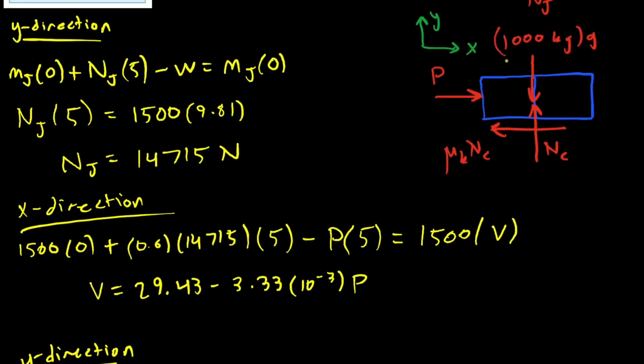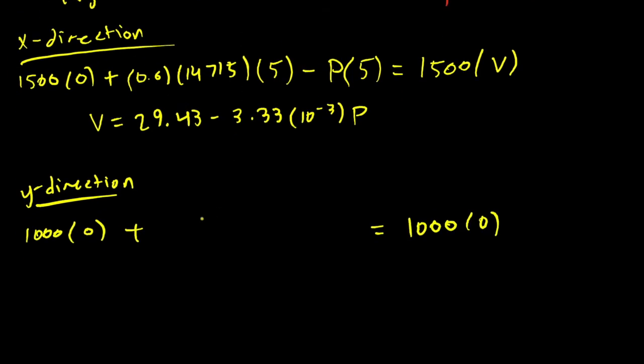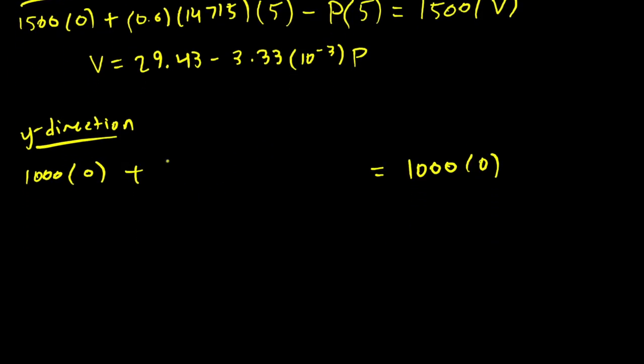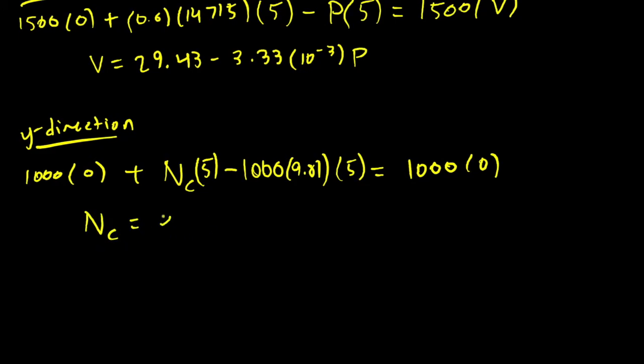So we have the weight, and we also have the normal force. Let's put that in. The normal force is pointing up, so we have N sub c minus 1,000 times 9.81, times 5. Forgot to multiply. Okay, there you go. So that's N sub c times 5 minus this term equals that. Solving this, we simply get N sub c is equivalent to 9,810 newtons. Now that we have the normal force, we can solve the x direction.